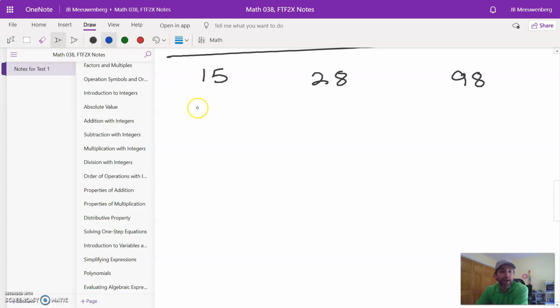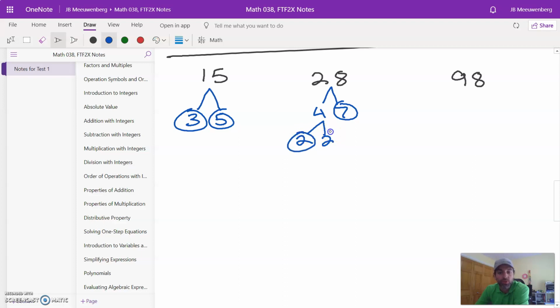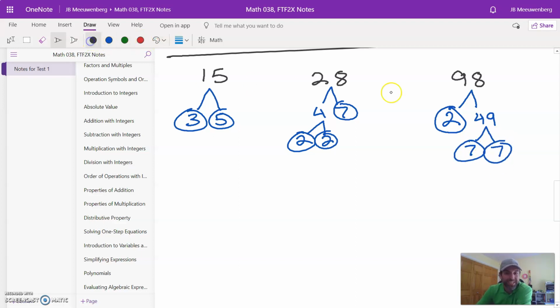Factor trees, prime factorizations first. 15 is 3 times 5. That's it. 28 is 4 times 7. 7's prime. 4 is 2 times 2. Those are both prime. 98, that's a tough one. It's 2 times 49. 2 is prime. 49 is not, but it's 7 times 7. Those are both prime.